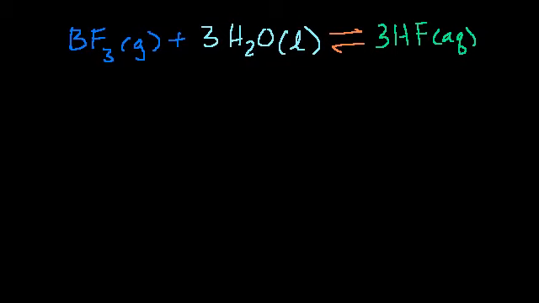Plus 1 mole of boric acid, also in the aqueous state. It's dissolved in the water. H3BO3 in the aqueous state. So what would the expression for the equilibrium constant look like in this situation?